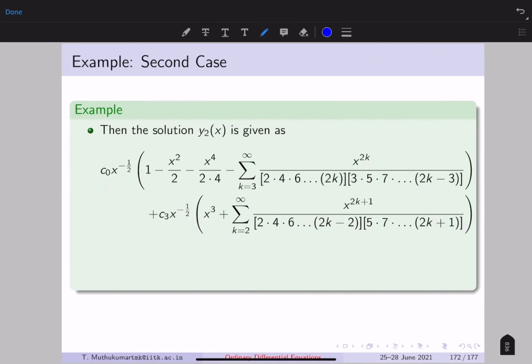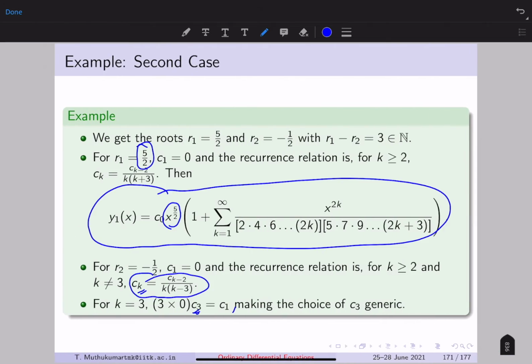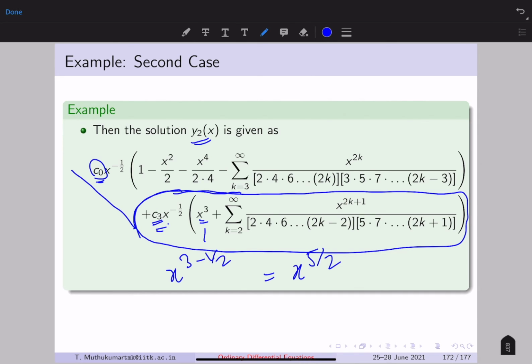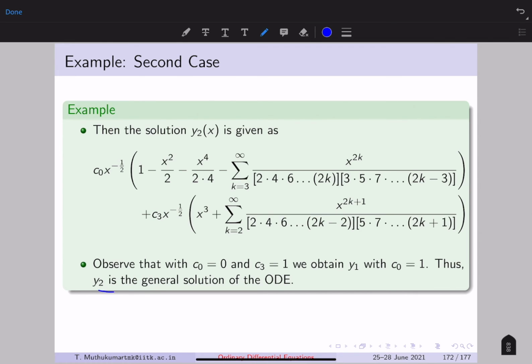Right? So what I am saying here is that if you choose, say, C0 as 0 here and C3 as the original C3 here, then this y2 is nothing but the y1 solution. For that case, when you choose this to be 0 and this to be, say, that old C0, then y2 is C1. So this solution y2 involves already the y1 solution. So more or less, this is a linear combination of two linearly independent solutions. So this y2 is the general solution of the ODE.